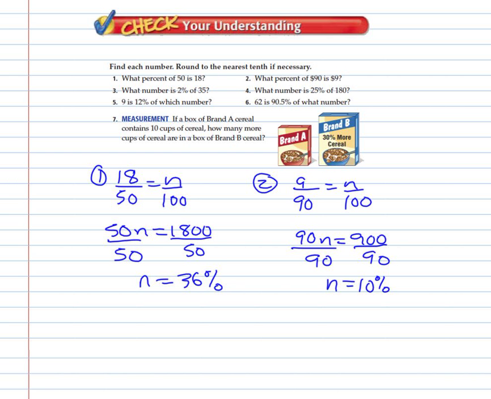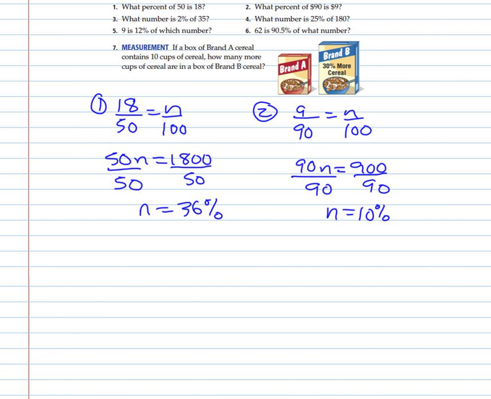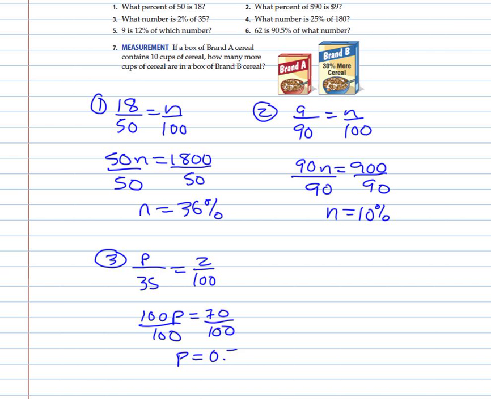Example 3. What number is 2% of 35? So this time I've got p up here, 35 here, 2 here, 100 here. So it's 100p equals 70. Divide both sides of my equation by 100. P equals 0.7. So 0.7 is 2% of 35.